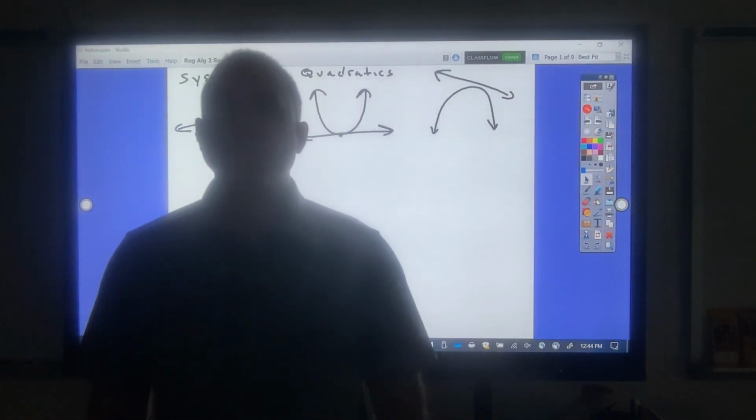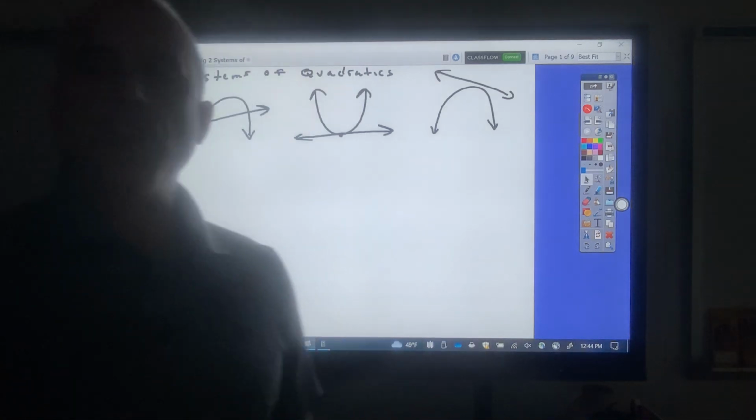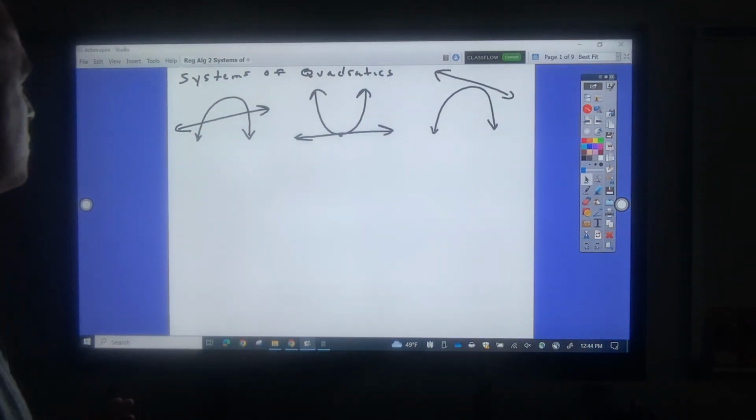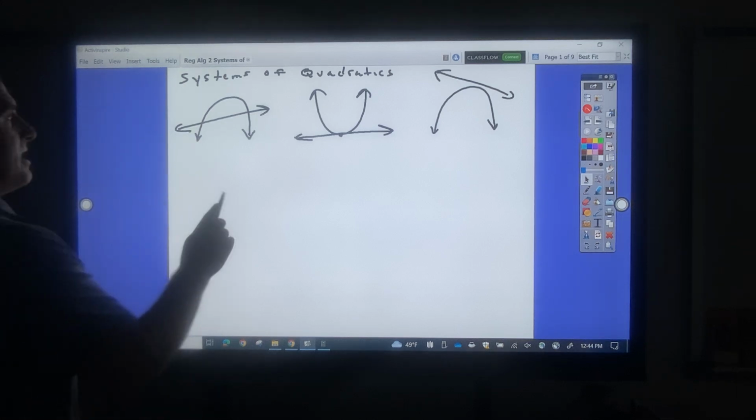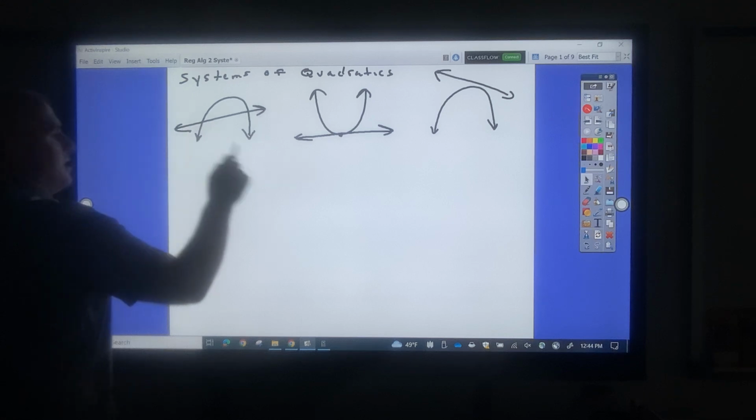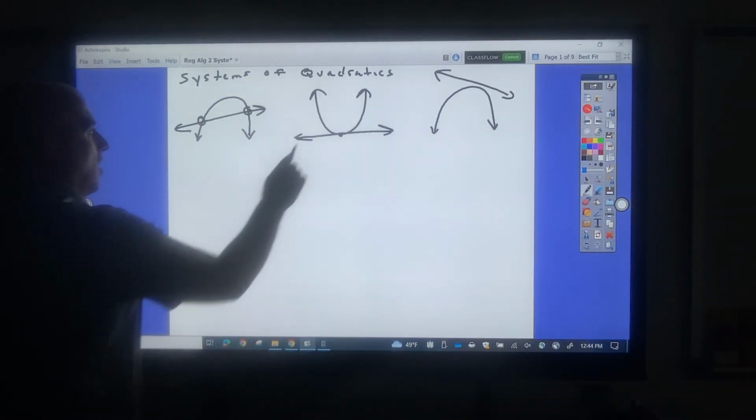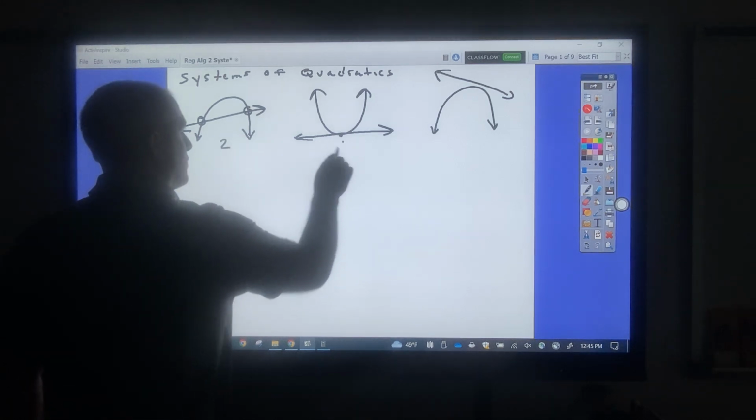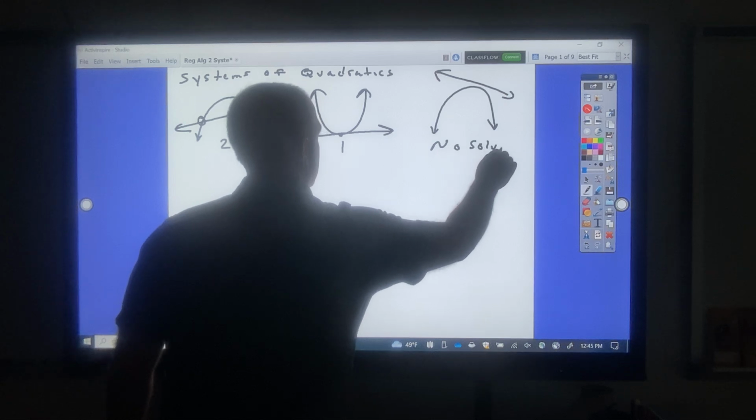Okay, this is going to be a video on systems of quadratics. I want to talk about what a system means first. What we're talking about when it refers to a quadratic and a line is how many spots we have an intersection. So in this case, we have 2. This one has 1. This one doesn't intersect at all, so that's no solution.